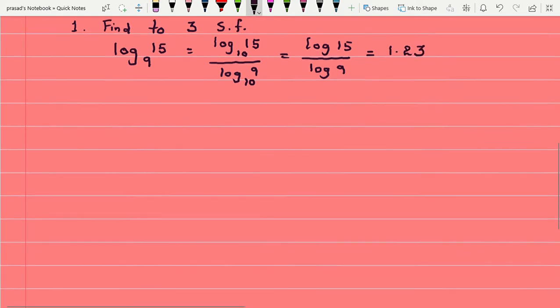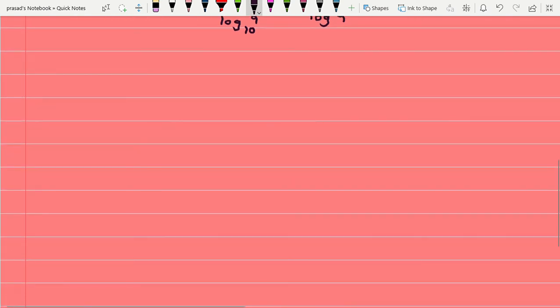Okay, let us see another type of problem here. Solve log x to base 6 plus 6 into log of 6 to base x is equal to 5.